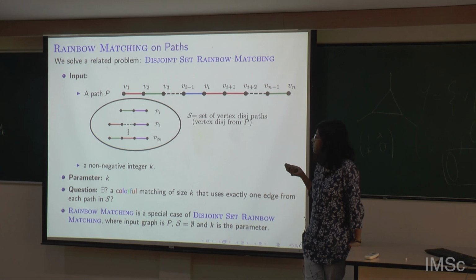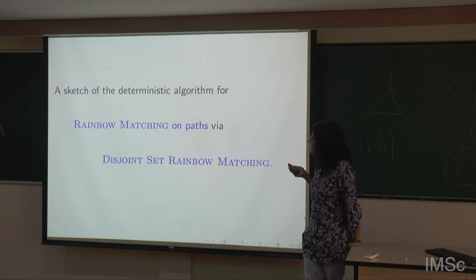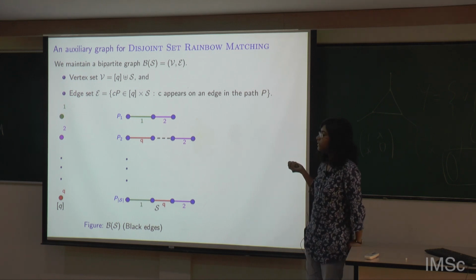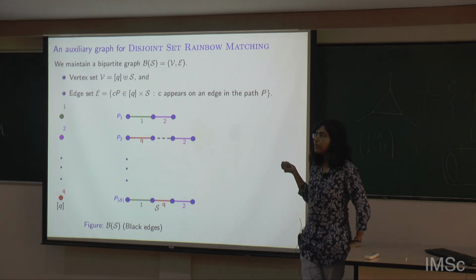Here I am given an extra set S, and I have this extra restriction that every path from S has exactly one edge into the solution. Okay, so now we see how we'll be defining an algorithm for rainbow matching on paths.